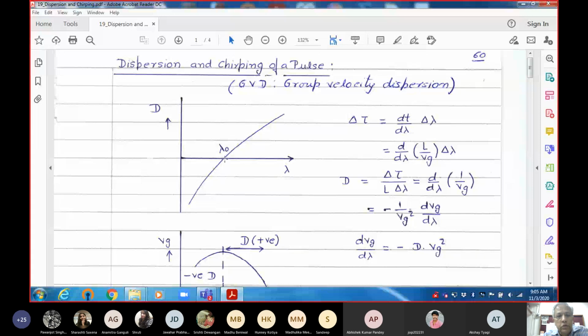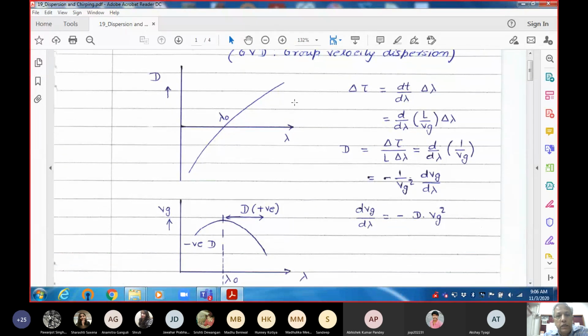Dispersion coefficient becomes 0 at a certain wavelength, which we call the zero dispersion wavelength. What I was discussing is the region where you have positive dispersion, and the region where you have negative dispersion. I had put the dispersion coefficient in this form. The dispersion coefficient is basically the rate of change with respect to lambda of the time taken by the wavelength in a unit length of the fiber, and this is minus 1 by Vg square dVg by d lambda.